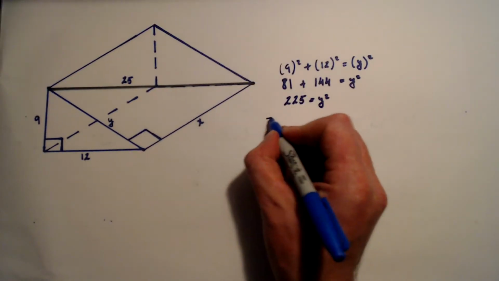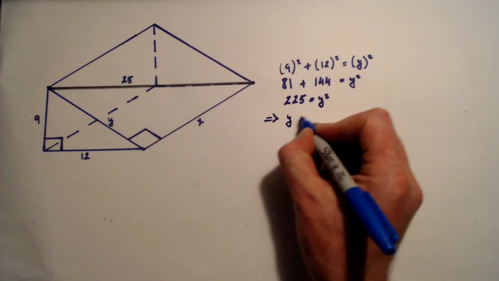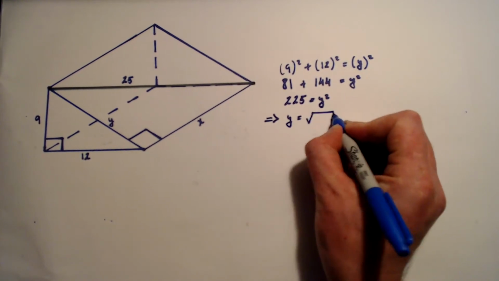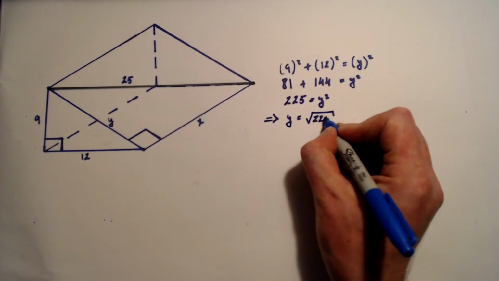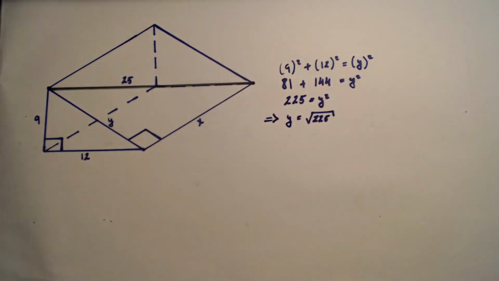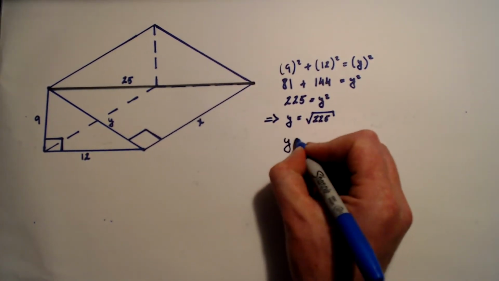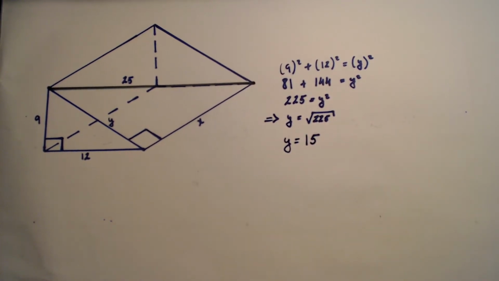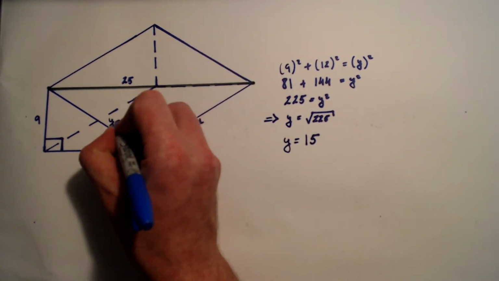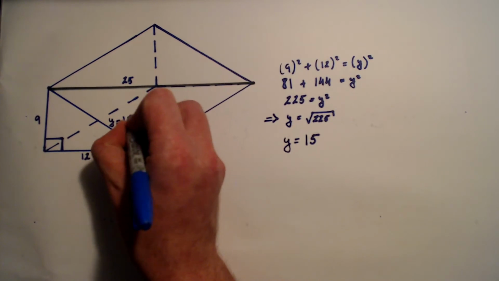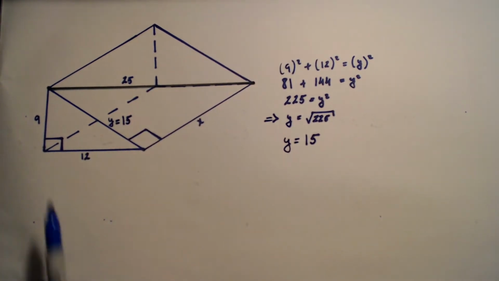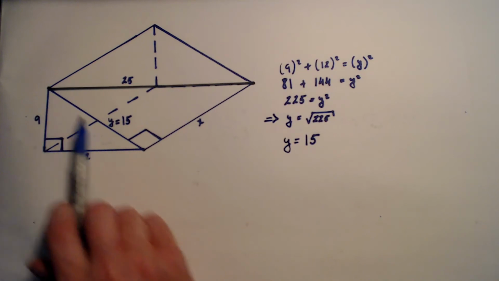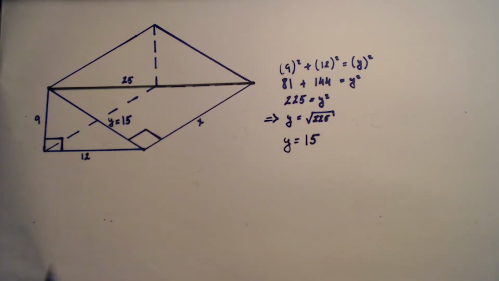It follows that y is therefore the square root of 225. Put that into your calculator and you will get a value for y of 15. So y is 15. Square root of 225 is 15. And so I can fill that in here. I have y is equal to 15. And now I have this side length here of 15.